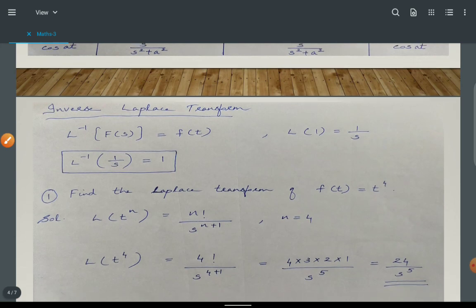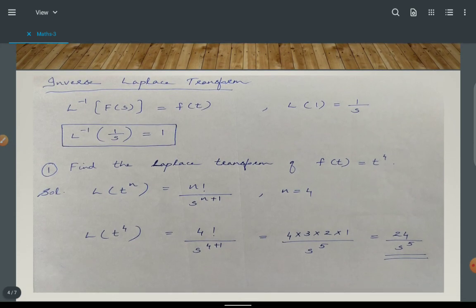These will be the final equations we need when dealing with Laplace transforms. So we'll do some questions based on that. First one, find the Laplace transform of f of t, where f of t is equal to t raised to 4. That is the question given to us.